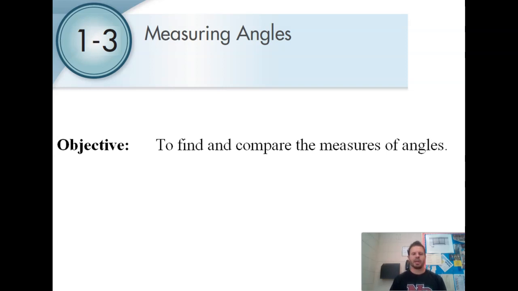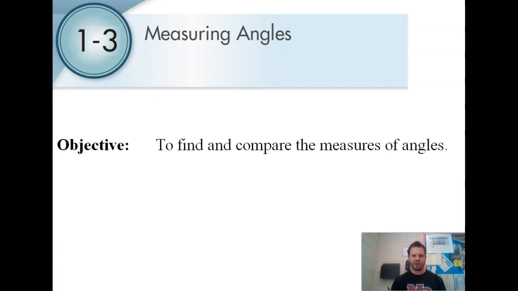Welcome back, everybody. Today in lesson 1-3, we're talking about angles. And we'll actually spend a few lessons going through angles and their properties. Angles are important because they're going to be another one of our building blocks that all our geometric figures throughout the year are made up of.